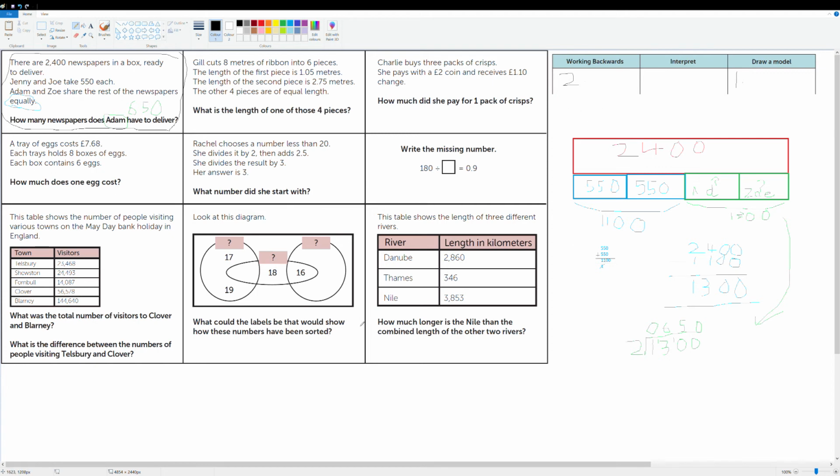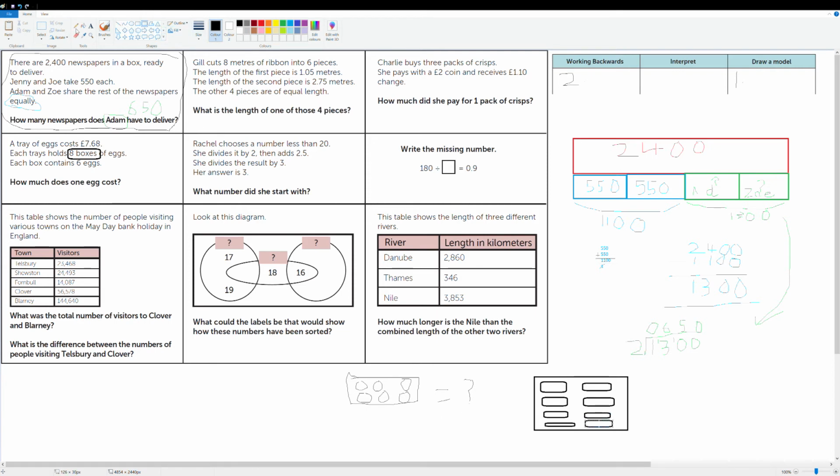I might work backwards while also having everything I want. Each box holds 6 eggs. So I've got a box here, and it's got 6 eggs in. 1, 2, 3, 4, 5, 6 eggs in. Terribly drawn eggs, I know. And I don't know how much 1 box is yet, but I do know that a tray of eggs has how many boxes? It's got 8 boxes here. Do we see that? So we have 1, 2, 3, 4, 5, 6, 7, 8 lots of that.